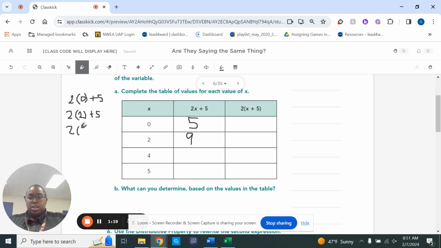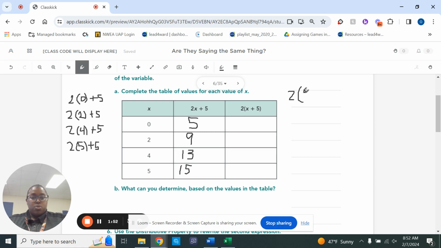Then we have 2 times 4 plus 5. 2 times 4 is 8, plus 5 is 13. And then 2 times 5 plus 5. 2 times 5 is 10, plus 5 is 15. Now let's do the other expression.